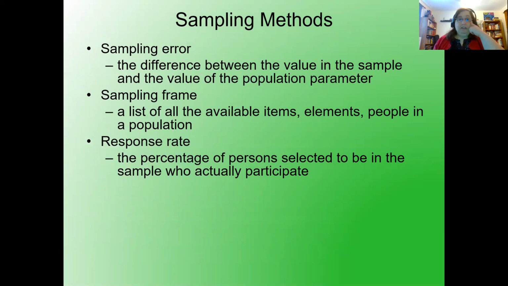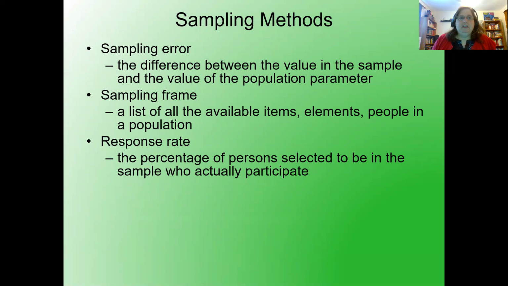Now, sampling error is the difference between the value in the sample and the value of the population parameter. So in other words, if you take a sample of energy levels, let's say, and you find in your sample that general energy levels have a mean score of about 90, whereas in the population, you find that general energy levels have a mean score of about 100, then your sampling error was about 10, right? You were 10 off from the actual population. Just to give you a sense for what we're talking about there.